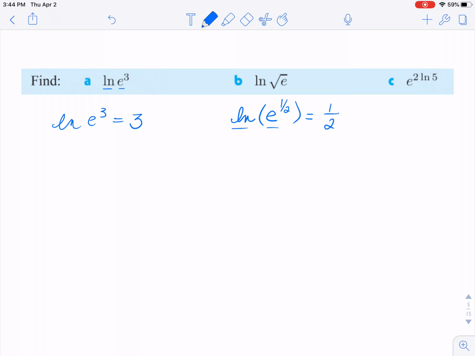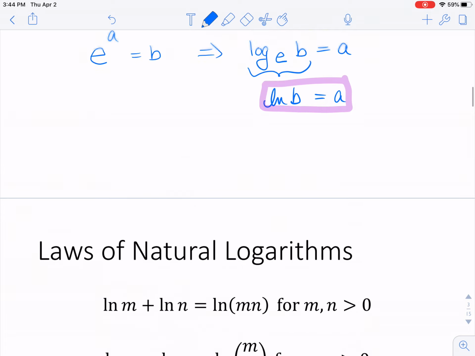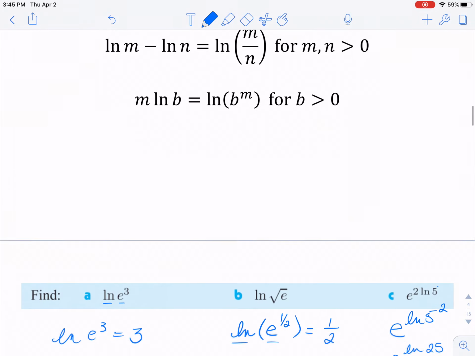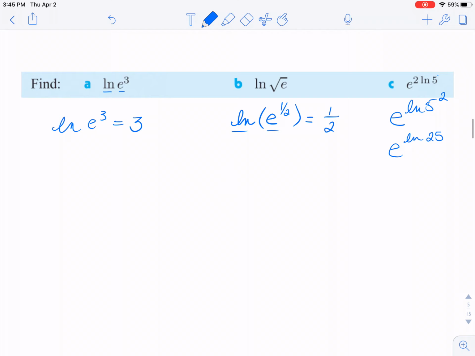Now, there's a couple of different ways to look at letter C. I like the fact that we could use our rules of exponents and rewrite this as e to the ln of 5 squared, using our rules or laws of exponents. Now, looking at that, it's e to the ln of 25. Now, if we went back up to that notation, e to the ln of x, because again, they have the same base, they undo each other, the answer is just 25. Okay?